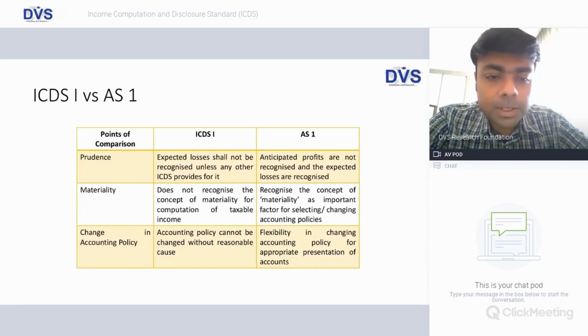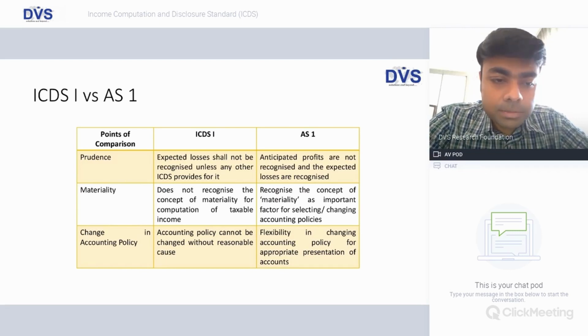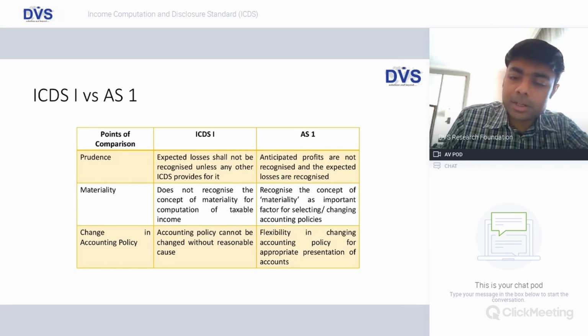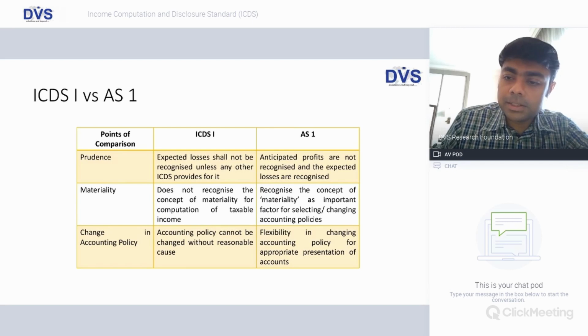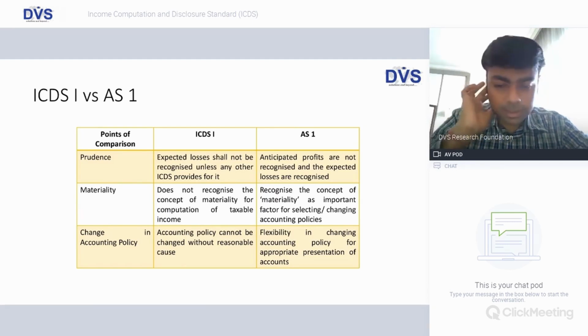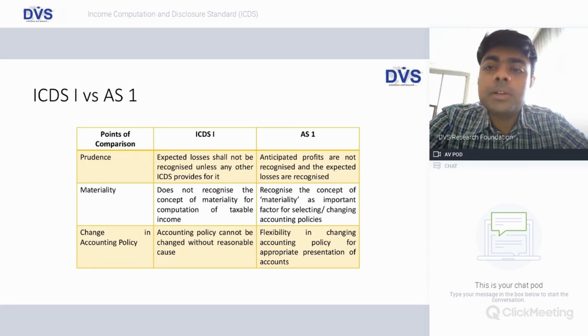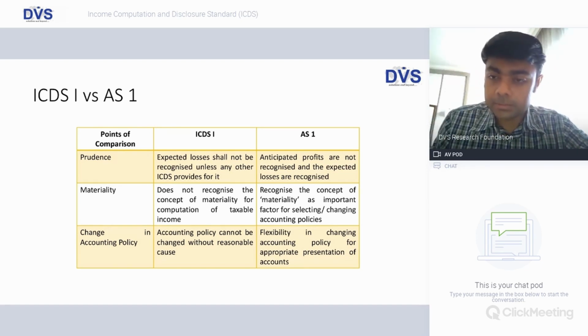When we look at the difference between ICDS and AS 1, prudence is missing. Expected losses shall not be recognized unless any other ICDS provides for it. Because again, friends, we must understand before we start looking at the differences, the intent of ICDS is to ensure there is uniformity in tax collections, in computation of taxable income, and of course there is a revenue bent to it. And impact, especially in the case of listed securities.